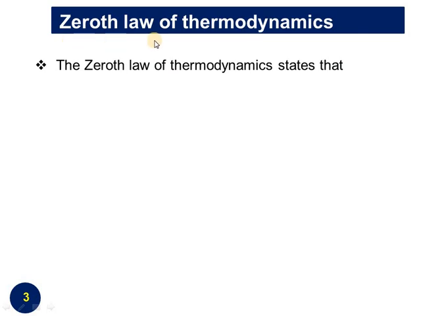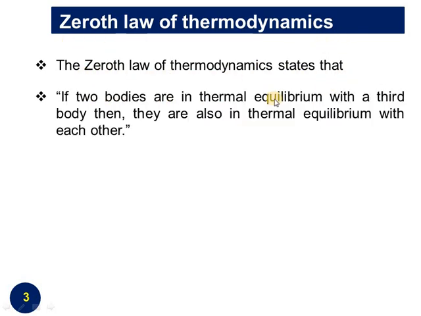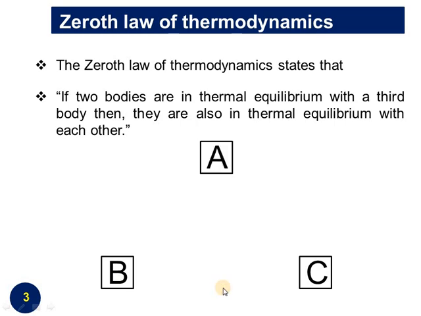Now let's start the Zeroth Law of Thermodynamics. The Zeroth Law of Thermodynamics states that if two bodies are in thermal equilibrium with a third body, then they are also in thermal equilibrium with each other. Let me explain this. Consider two bodies B and C, which are in thermal equilibrium separately with body A.